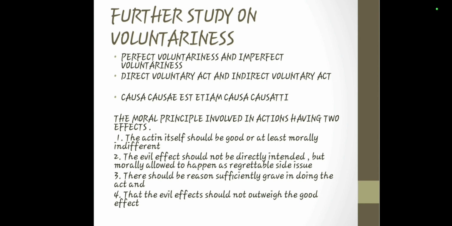Okay, what are those examples? Going to the party to enjoy with friends but making trouble when drunk. The making of trouble may have been foreseen and foreknown, but it may not have been intended, in which case the act of making trouble is only indirectly voluntary.